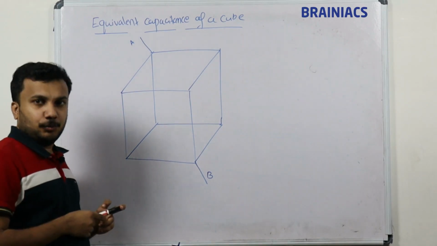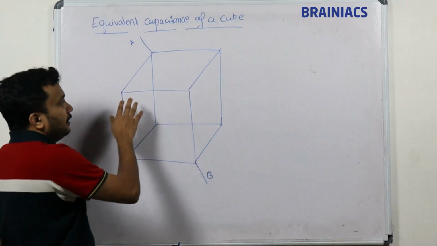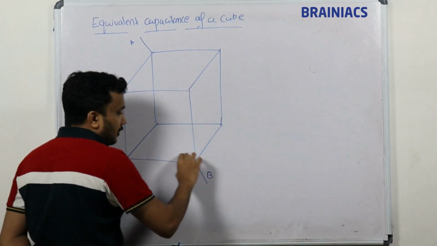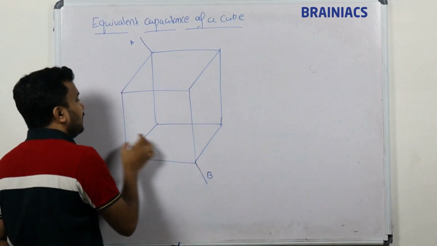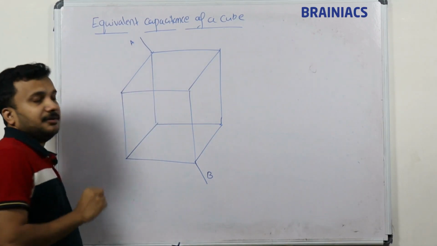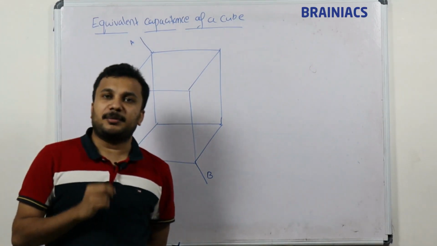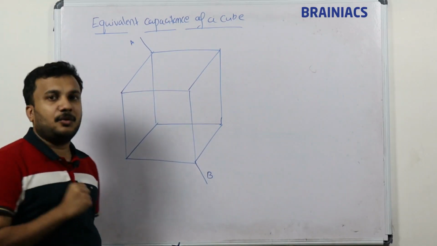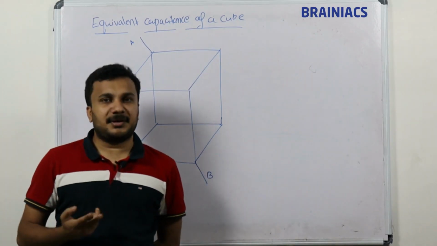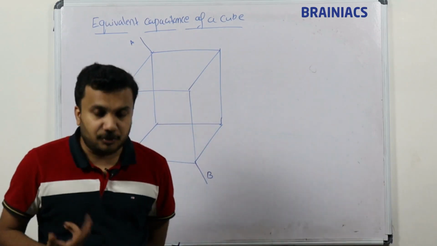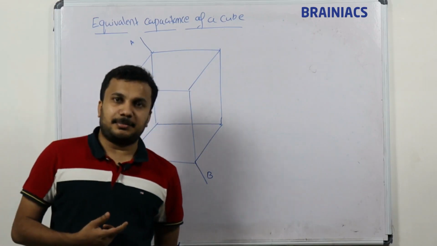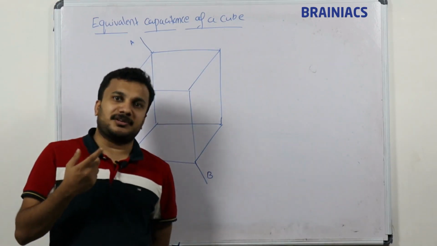This is simply a cube, so each of these corner areas, this area, this area, this area, everywhere we are going to connect a capacitor. Now for this cuboid structure, how can we find the equivalent capacitance? The same question you may face in current electricity also. There, instead of capacitance, they will ask you about resistance.